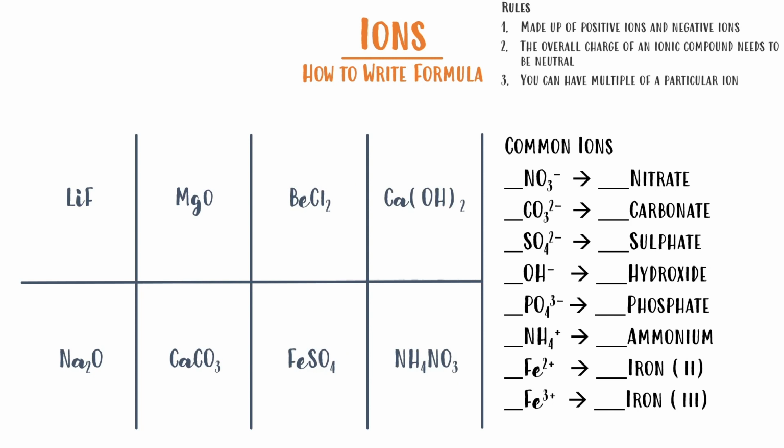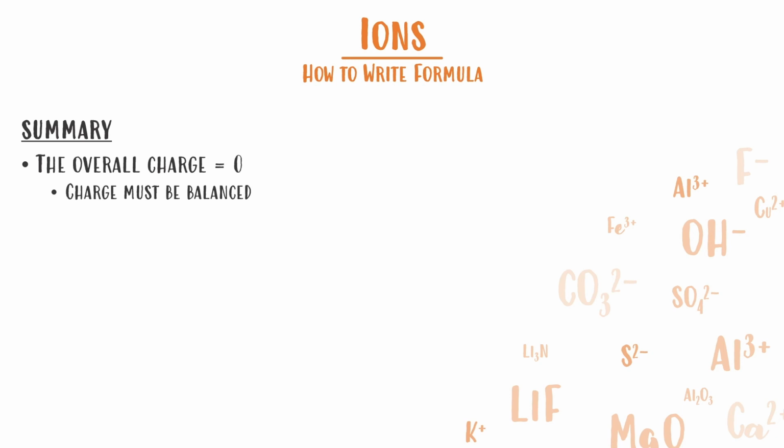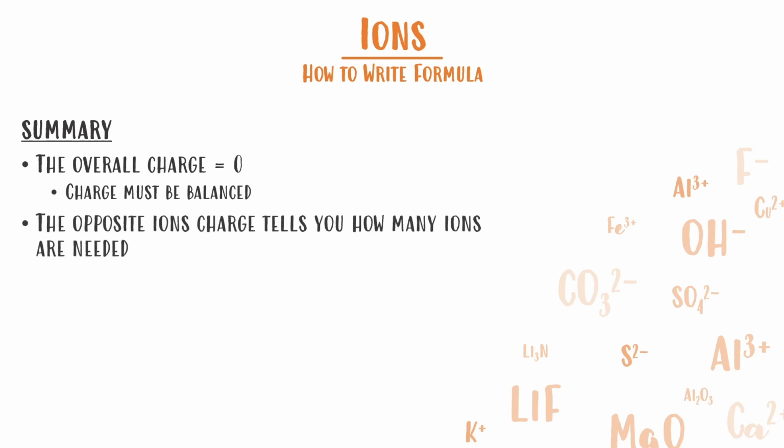Okay, now let's summarize what we've looked at. Starting off, the overall charge of an ionic compound must equal 0, and this means the charges are balanced. Opposite charged ions tell you how many you need of that particular ion, and you have to remember those common ions. These I'd recommend flashcarding and then just going through when working through questions.